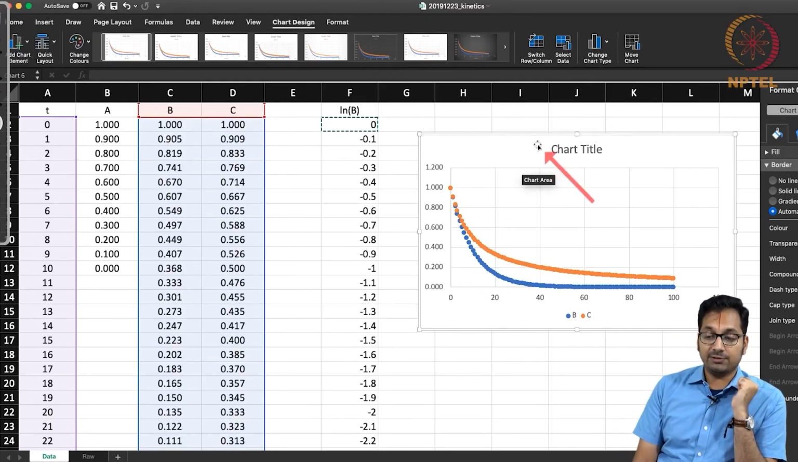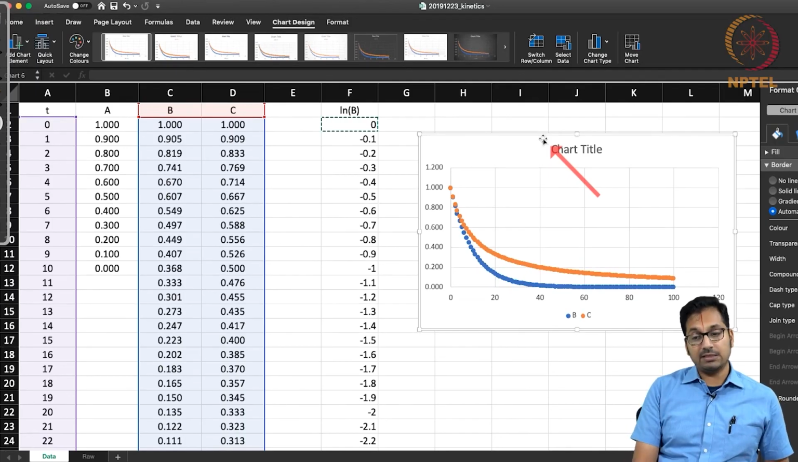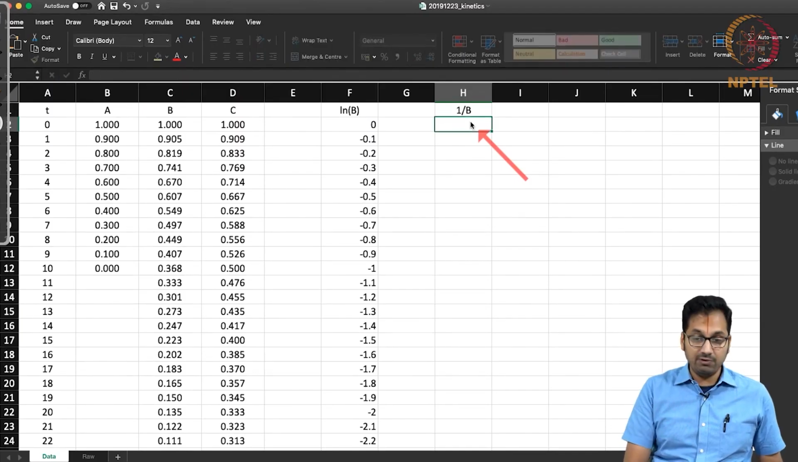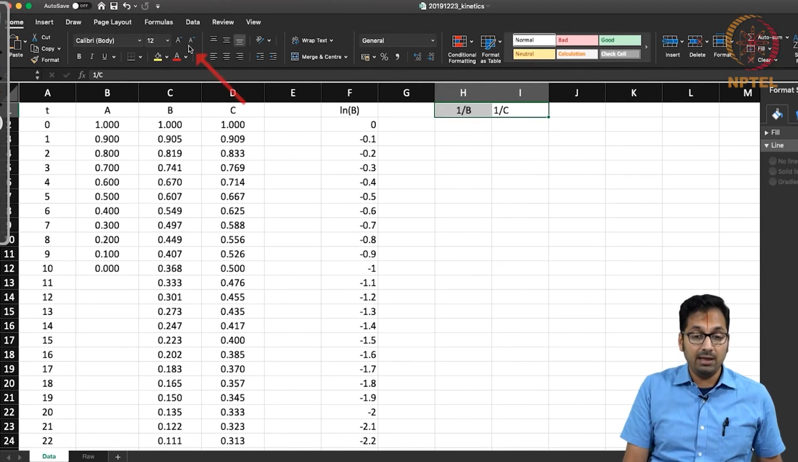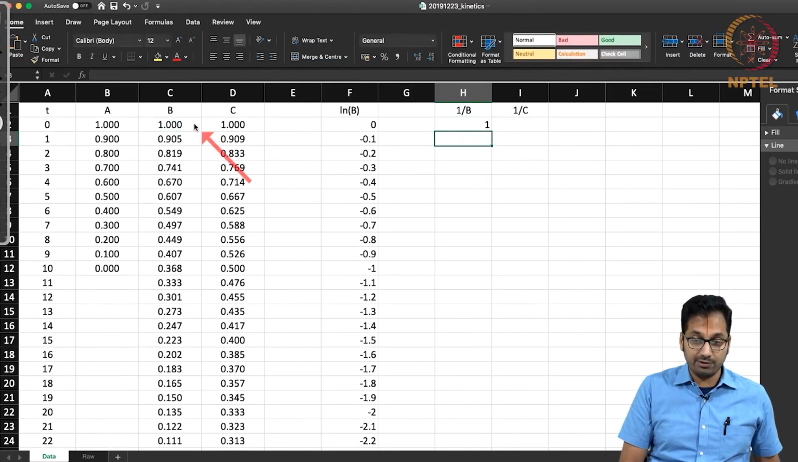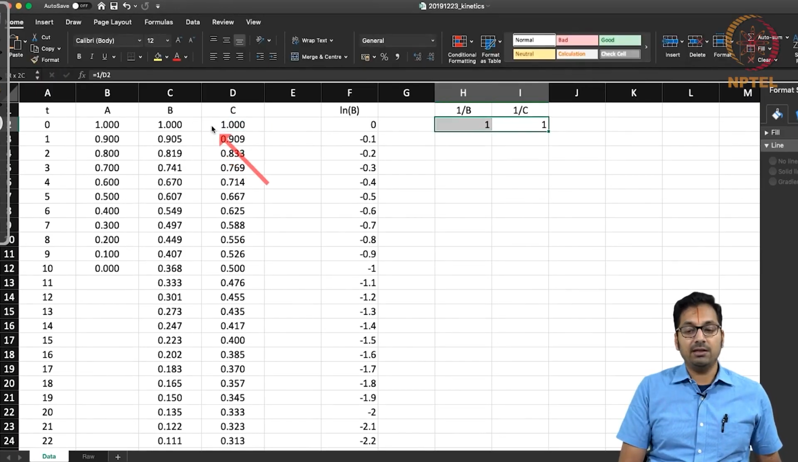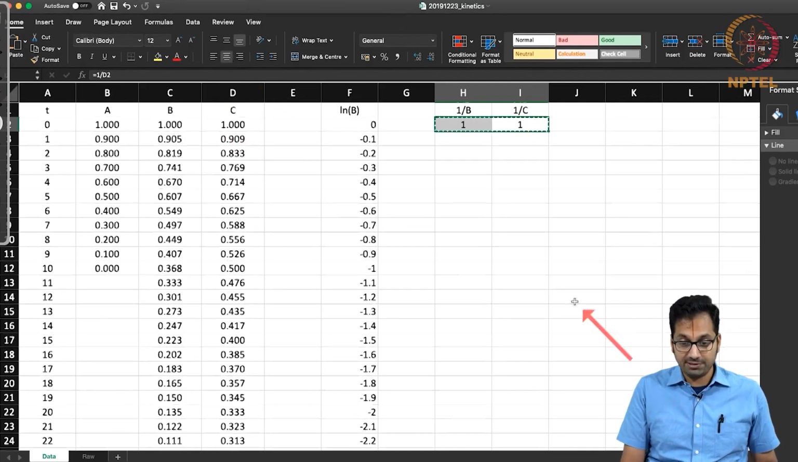However, one good way of trying to see this, as we just saw a moment back, is to plot 1 over A as a function of t. If you get a linear line, then it's a second order reaction. So let's try to do 1 over B and 1 over C. We know for a fact that B is a first order reaction, so if you are plotting 1 over B, it's not going to result in a straight line, but we will do this just so that we understand what we are trying to do. So similarly, you do 1 over C. We are not using dollar sign anywhere here, just to make sure that all the cells indeed do get changed.